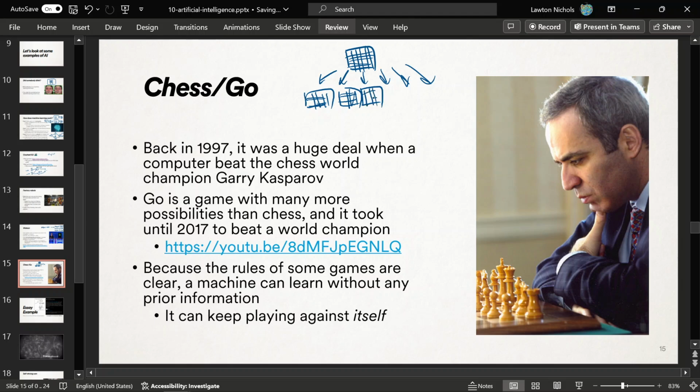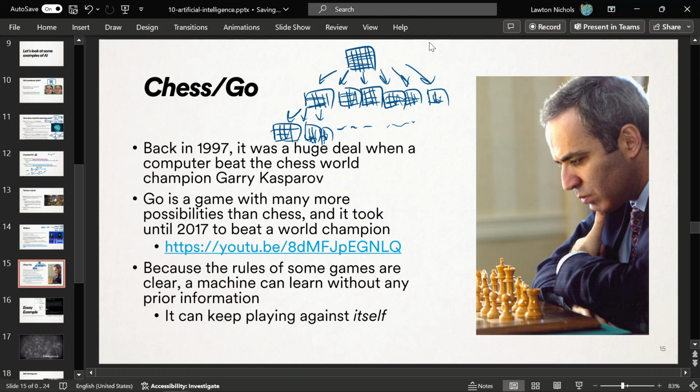This is what the computer is doing. It's generating all these different possibilities. And then it's going down all of those possibilities. If I made this move, here's how my opponent might counter this move. Here's what the board might look like here and here and here. And it just does this to so many levels and to such a degree that it can think ahead so much more than a human could.